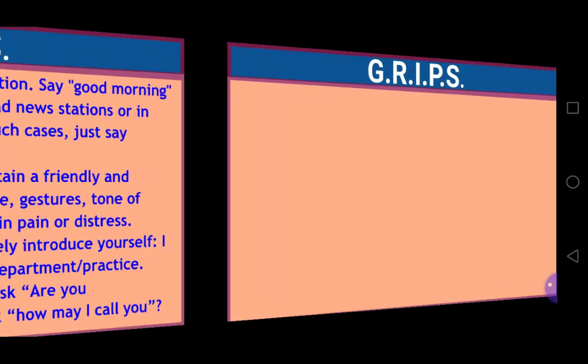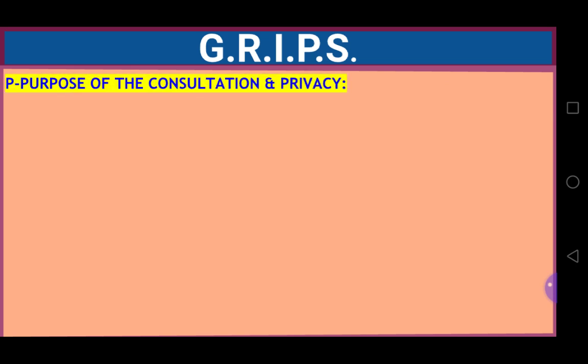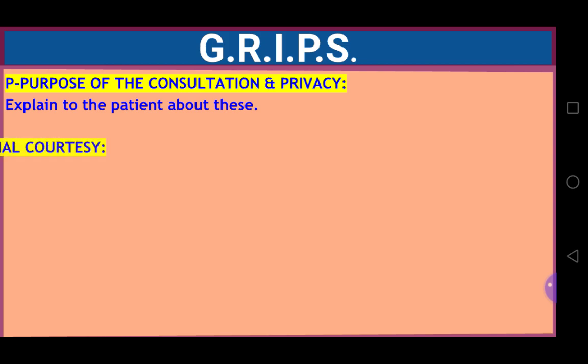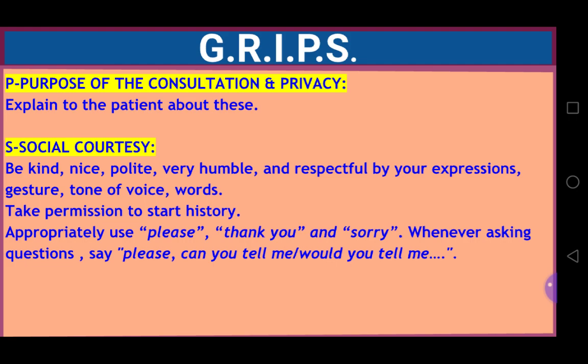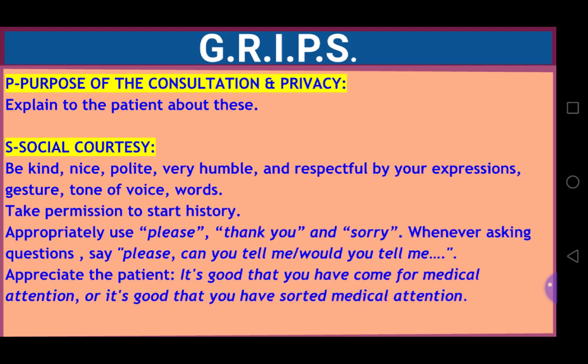Then P in GRIPS stands for purpose of consultation and privacy. You need to explain to the patient what is the purpose of today's consultation and ensure that I will take care of your privacy. Then social courtesy: you need to be kind, nice, polite, very humble and respectful by your expressions, gesture, tone of voice and choice of words, and take permission to start history and appropriately use please, thank you and sorry. And whenever asking questions, always say, please, can you tell me? Would you like to tell me? And appreciate the patient during the consultation. It's a good thing that you have come for medical attention, or it's good that you have sought medical attention.